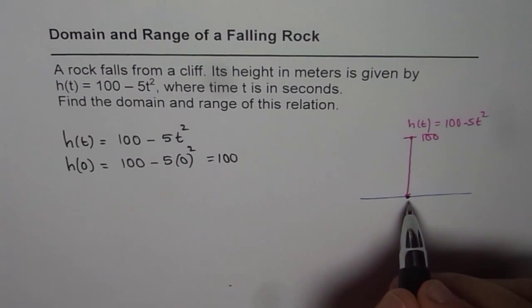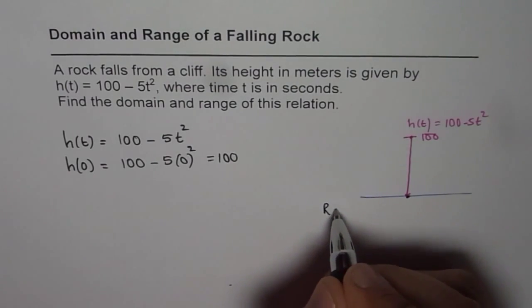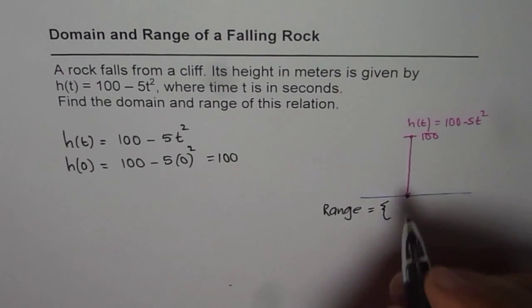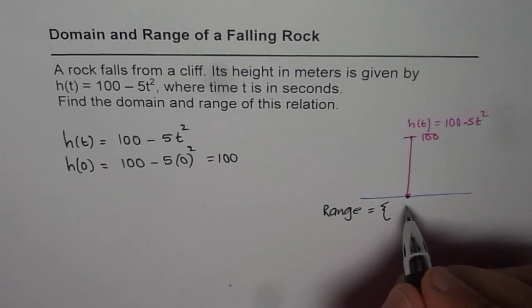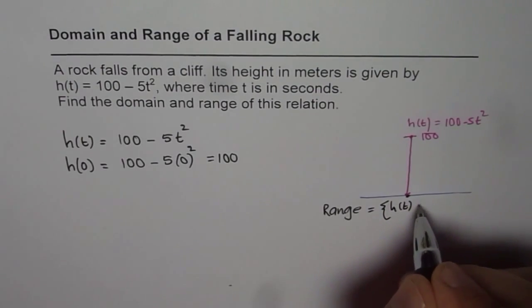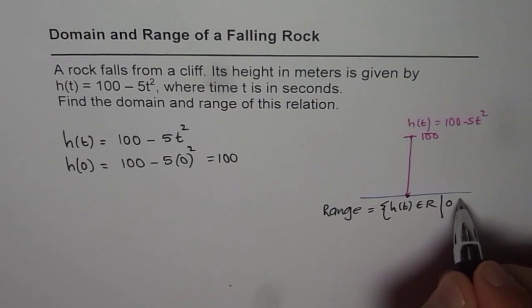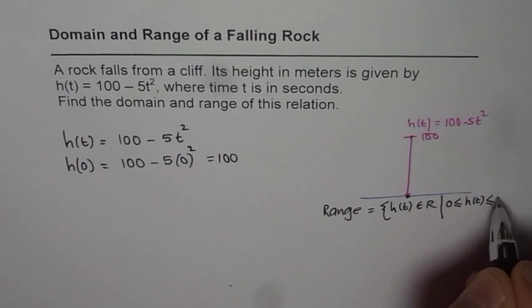So from here we can easily write down what the range is. So we can say range is the height of this rock, right? So range is, we can say h(t) belongs to all the real numbers where it is greater than or equal to 0, right? And it is less than or equal to 100. So that is the range.